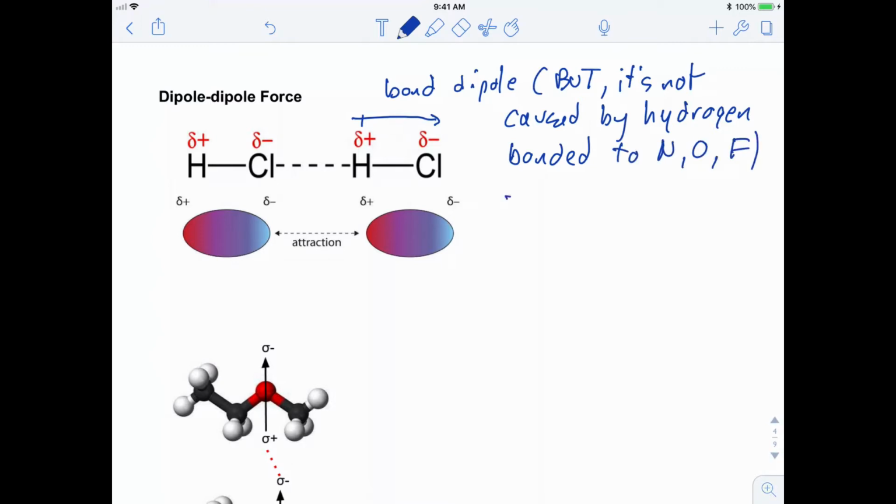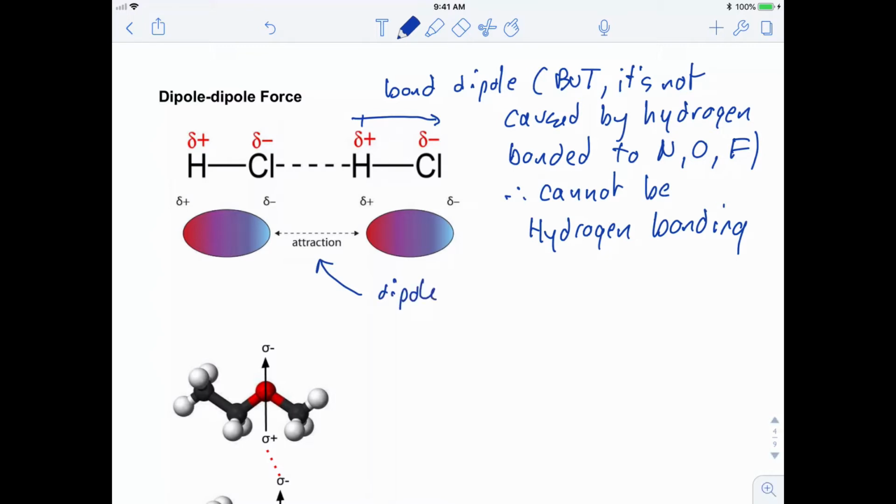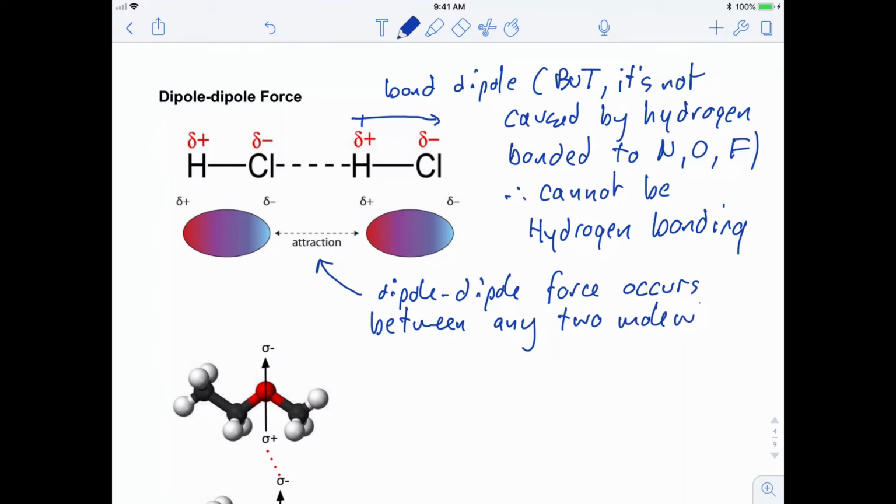That said, there's clearly still a force of attraction between two molecules, and that's shown in the bottom part of the diagram. And because the force of attraction is caused by a dipole moment in the two molecules, it's known as a dipole-dipole force. And so dipole-dipole forces occur between any two polar molecules. Any two molecules with a permanent dipole will show dipole-dipole forces as their intermolecular force.